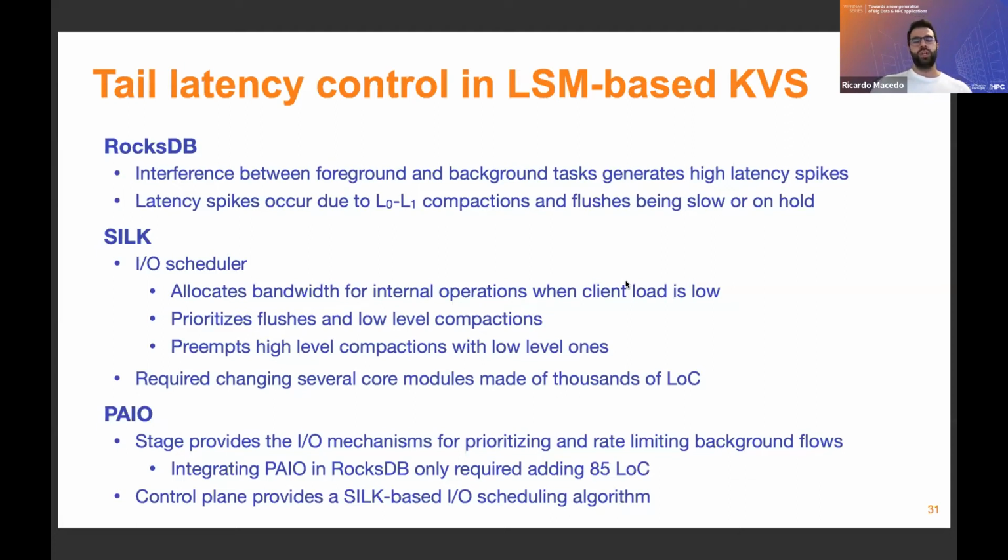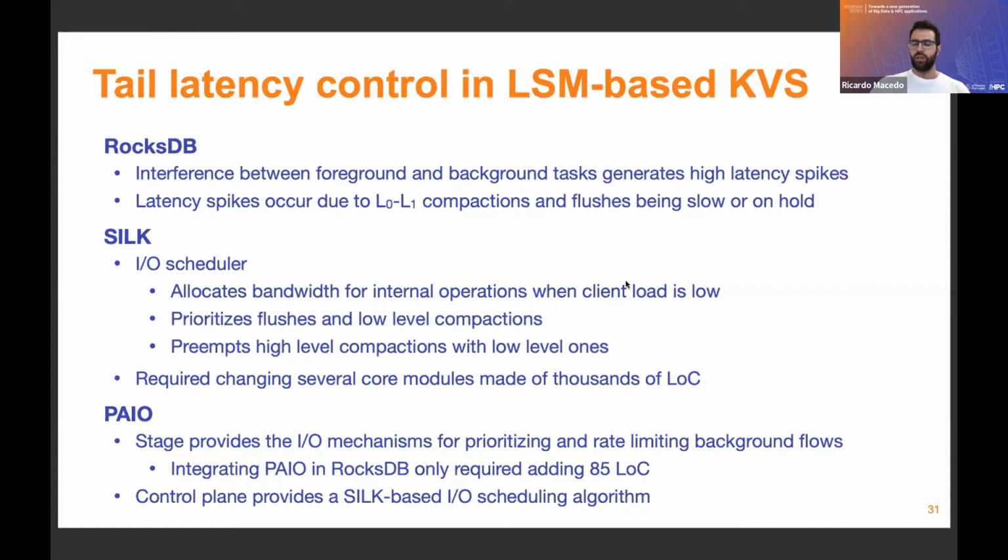And the third point is to preempt high-level compactions with low-level ones. By preempting, I mean that it basically stops the execution of high-level compactions to do more high-priority compactions, so the low-level ones. Okay. And besides the performance that Silk can achieve in this case, it requires changing several core modules made of thousands of lines of code. So RocksDB currently has over 500,000 lines of code, and tracking down all of the files, classes and modules that we need to change is pretty difficult.